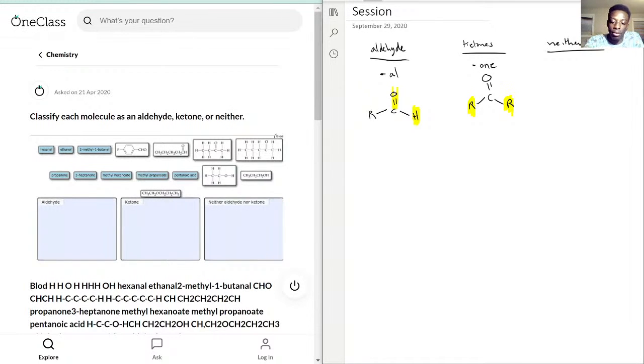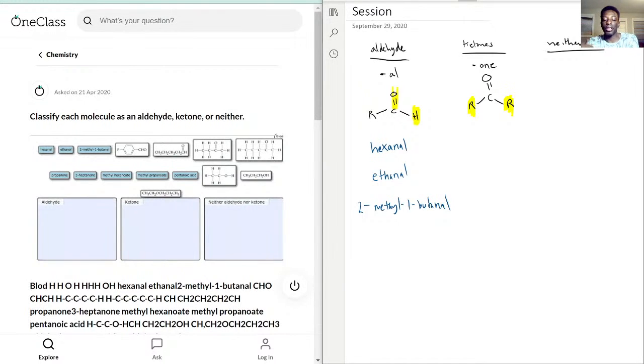So let's start with the first one, hexanol. Right away, you see the name ends with Al, so hexanol is an aldehyde. Okay, ethanol, same thing, Al, aldehyde. So very handy to just write down what you know about it. That way you get familiar with it. 2-methyl-1-butanol, also an aldehyde, if you guessed it, because same thing. Okay, so right now we have 3 aldehydes.